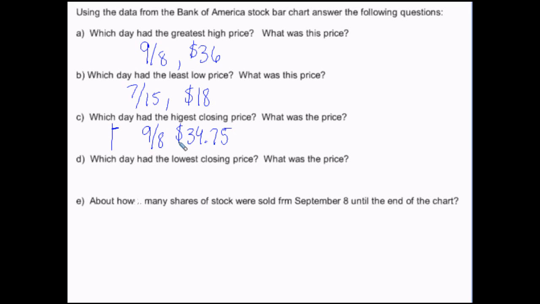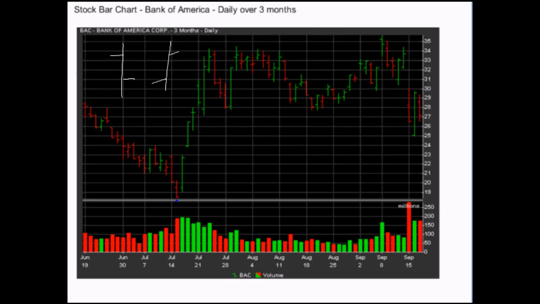Okay, which day had the lowest closing price. So again, we're looking to the right. Same, we're way down here. How far would you say that is off of 18? It's like right there. Well, it's almost to 19. It's going to be between. It looks like the same. I don't know. We'll go with 18 and a half. Split the difference, right? Works for me. July 15th, 18 and a half.